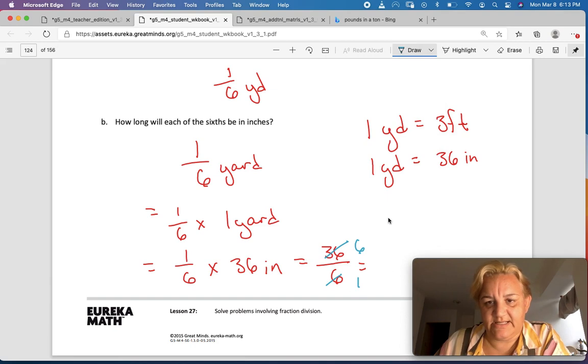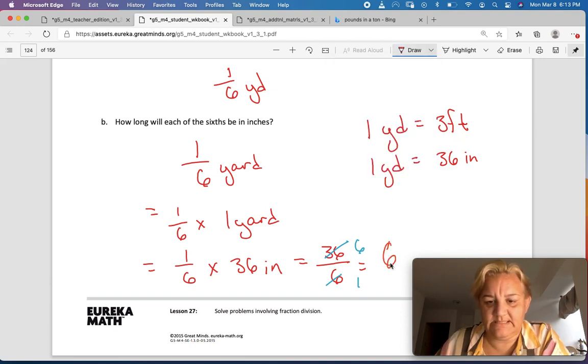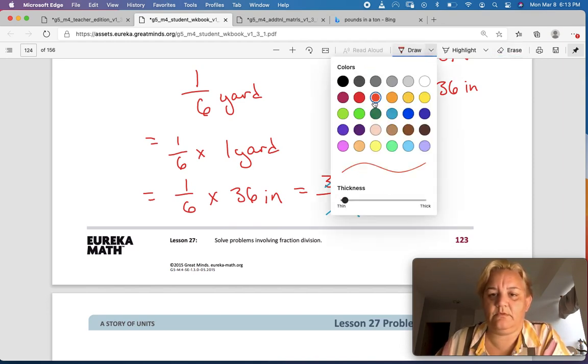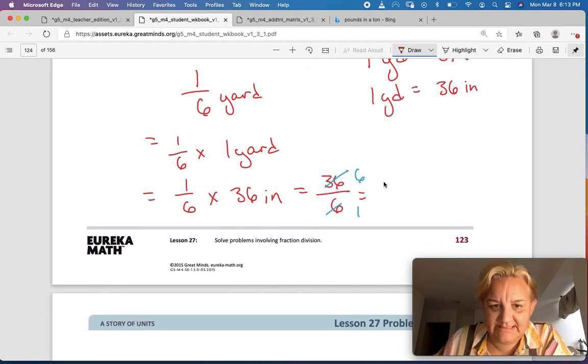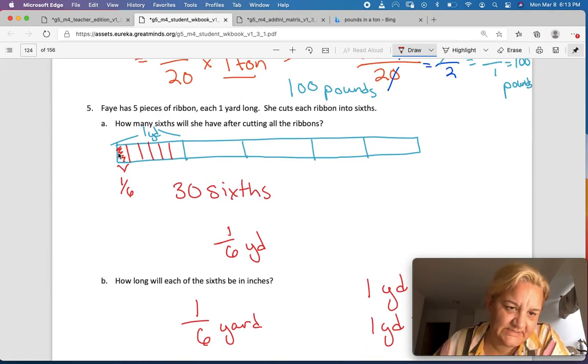Our new answer is 6. Oops, wrong color. Our new answer is 6 inches. Okay, so each of these is 6 inches. Each of these little things right here.